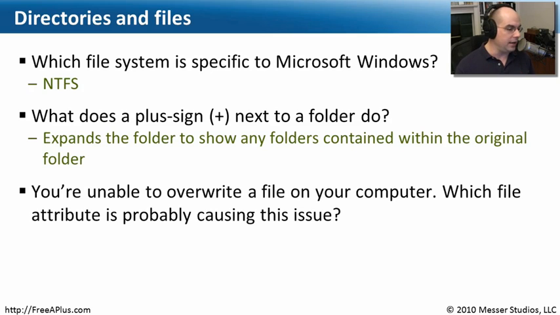And the last question, you're unable to overwrite a file on your computer. Which file attribute is probably causing this issue? Well, if you remember, there were a number of attributes that you can assign to a file. There's system, there's hidden, but in our case, if we're able to see the file but unable to overwrite it, it's probably the read-only attribute that's really giving us a problem.